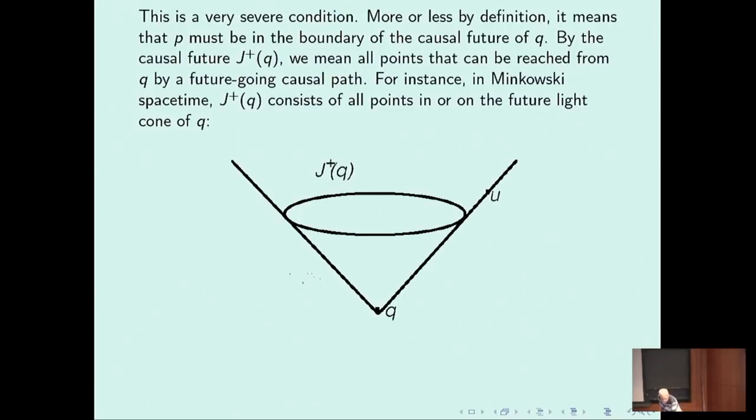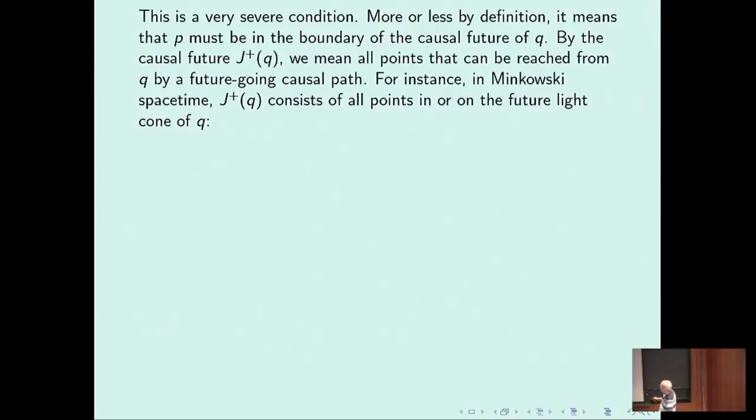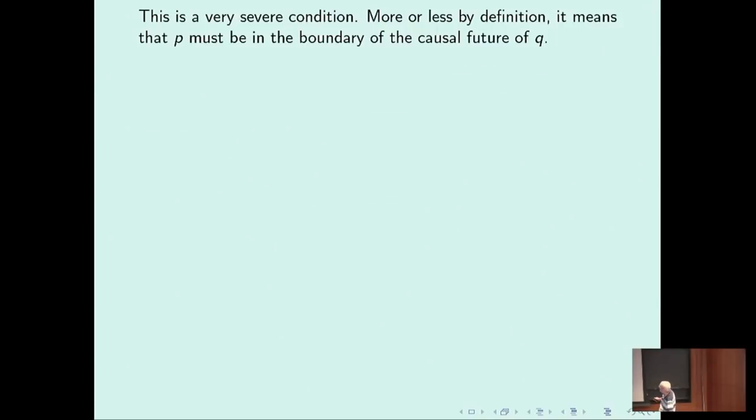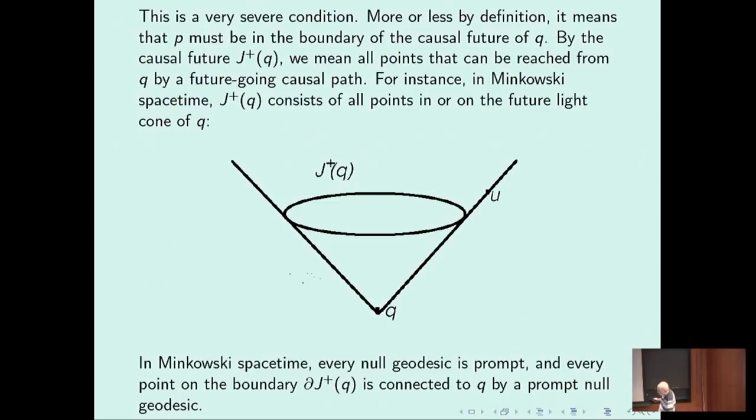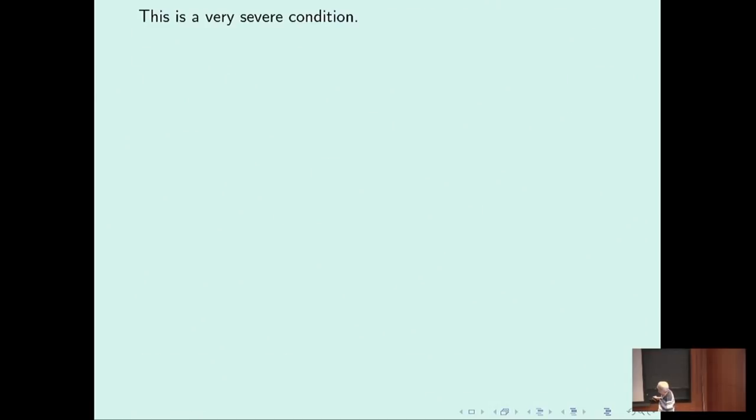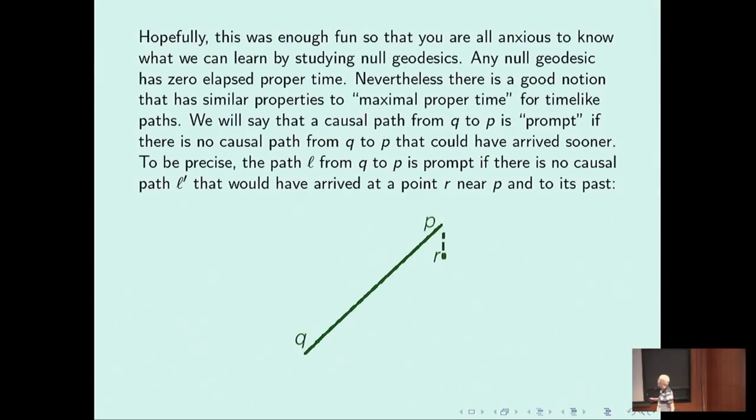So what does near mean in the definition of prompt? The question was, what exactly do I mean by near? I was hoping it was intuitive, but anyway, let's go back. To decide that R is in the past of P, we find a time-like path from R to P. It has a proper time. I could take an arbitrarily small bit of that.